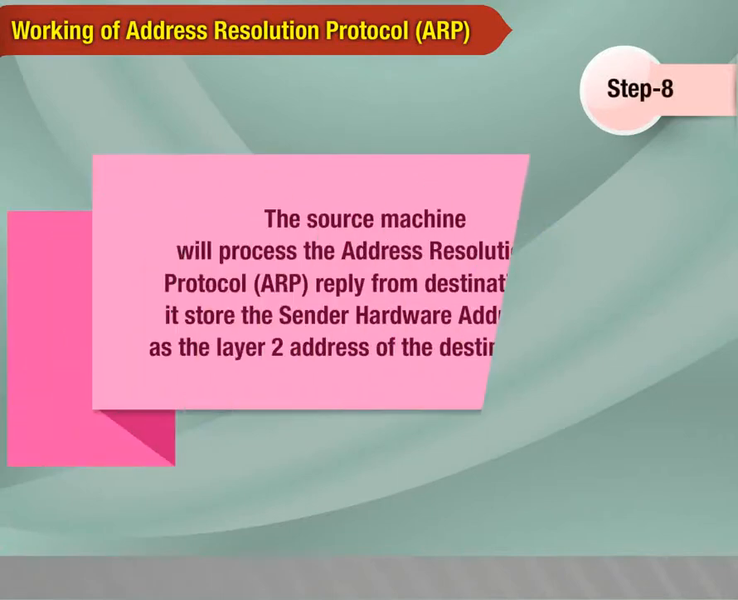Step 8. The source machine will process the Address Resolution Protocol (ARP) reply from the destination. It stores the sender hardware address as the layer 2 address of the destination.